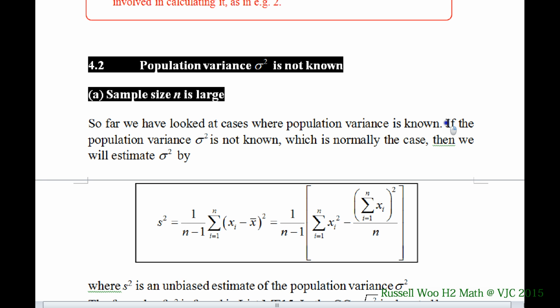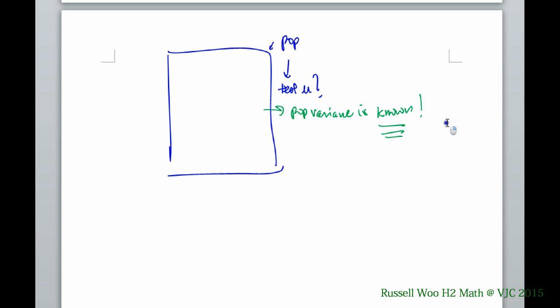Actually, very simple. If your sample size is large, what do we mean by sample size large? You collect a sample to test this. If your n here, the number of samples, is large, then we can use our unbiased estimate. Remember our friend, the unbiased estimate, from the last chapter?